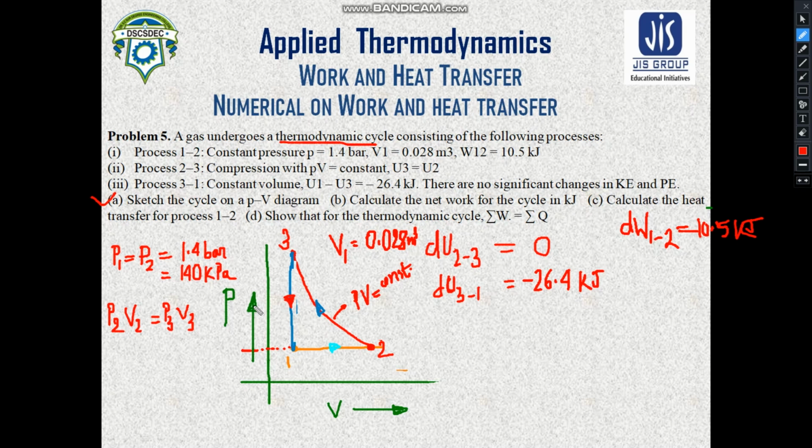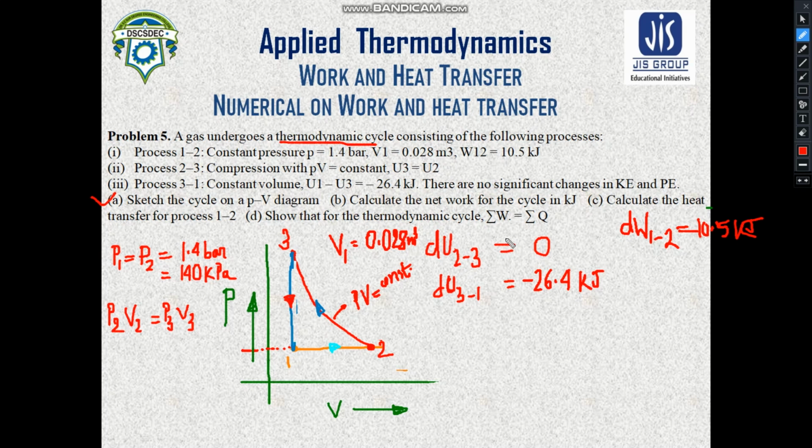So before going into that part, we will try to find out the individual work transfer and heat transfer for the individual processes. To calculate the work transfer and heat transfer for the individual processes, we need to know the change of internal energy. Now as you can see, for the process 2 to 3, it is given as U3 is equal to U2. That means there is no change of internal energy, right? It is an isothermal process.